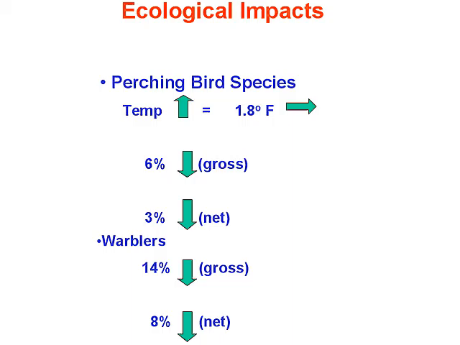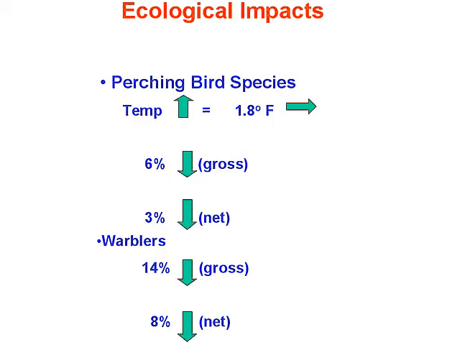We will still have a net decline of 3% of the species in the Mid-Atlantic region as a result of that, if these projections are correct. If we look at a subset of the perching birds, the warblers, we see a substantially larger gross decrease and a larger net decrease as well.